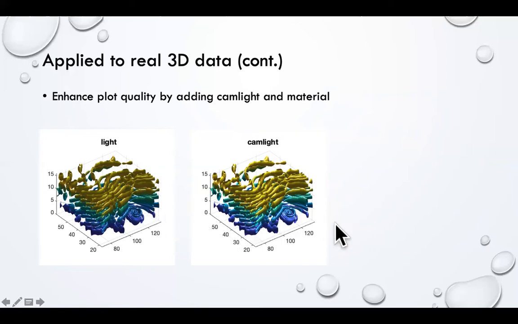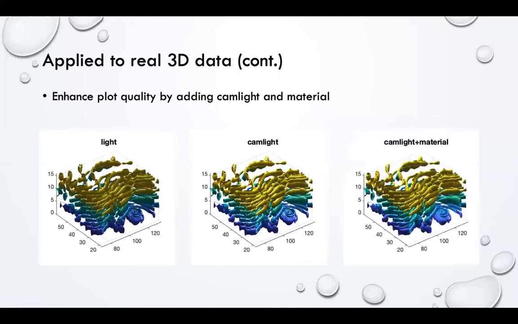And with the same technique, we can change the material. If you want to know more detail, you can just type help, like help material or help camlight in Matlab. It'll give you all the descriptions of how to use these functions. So if we put in camlight plus a changed material, it looks a little bit brighter and makes those tubes look good.